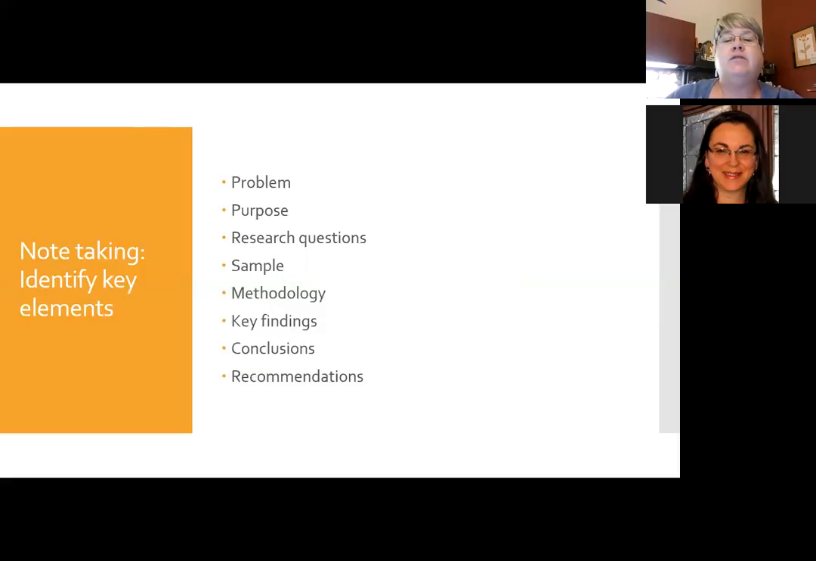And when you're taking notes, one of the things I learned when I first started is that I had note cards after note cards just on one source.